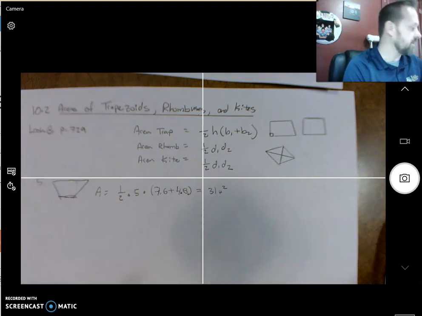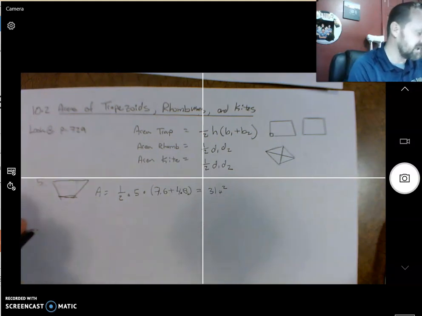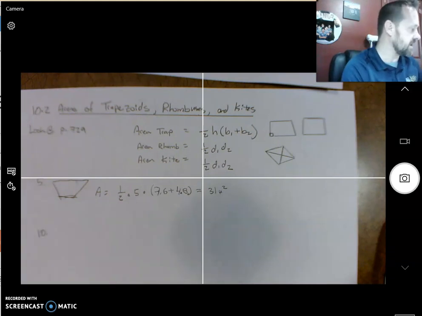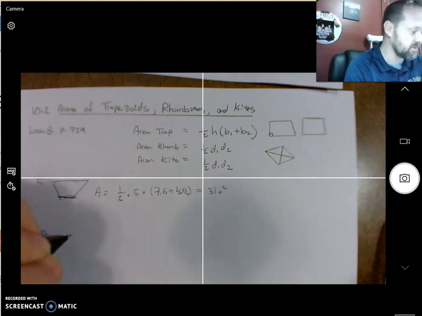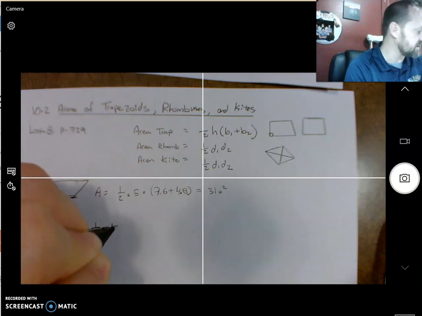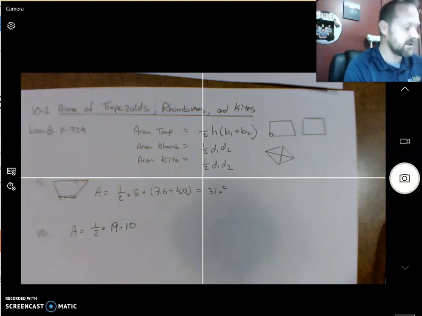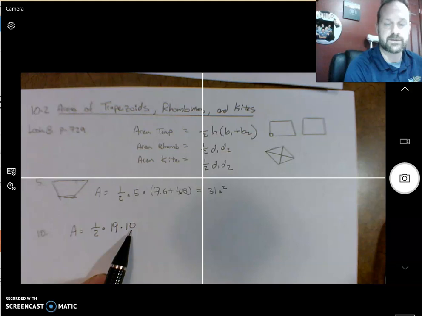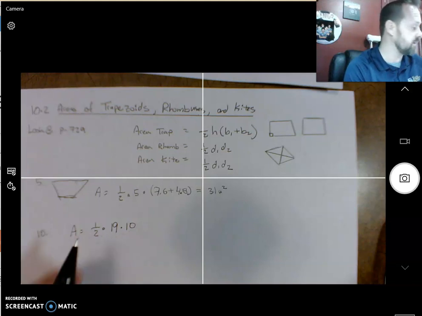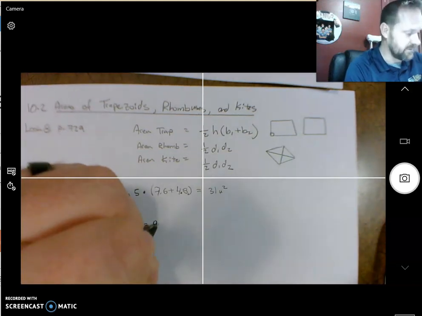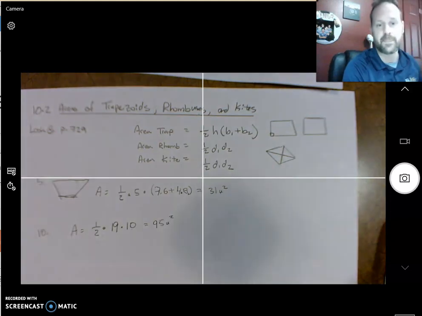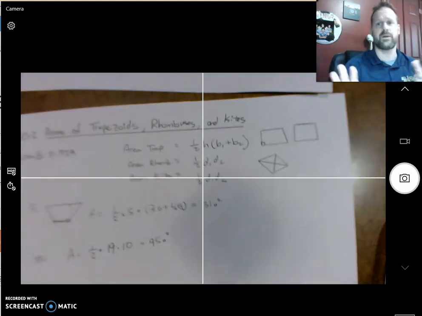I'm going to move quickly on. Number 10 is the same thing, plug and chug. They tell us diagonal 1 is 10 and diagonal 2 is 19. Multiplication is commutative, so we could have switched those. In fact, I'll do that on purpose: 19 and 10, diagonal 1 and diagonal 2. 190 divided by 2 is 95 units squared. So again, total plug and chug.